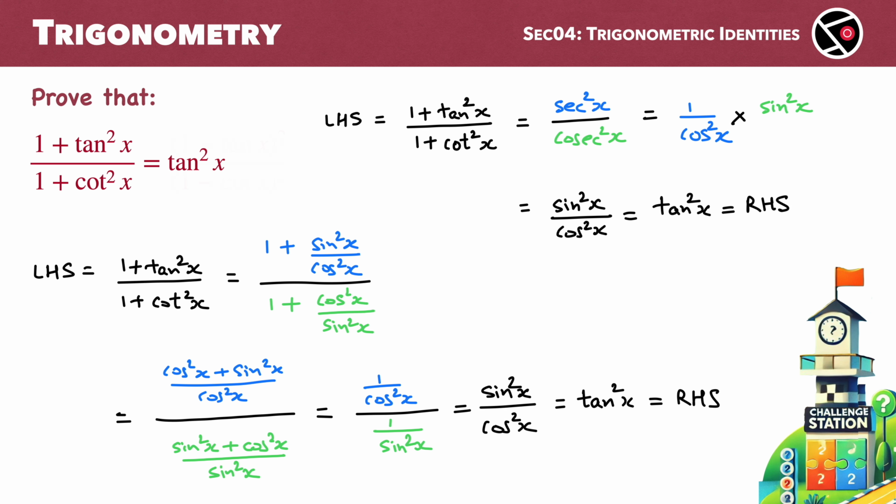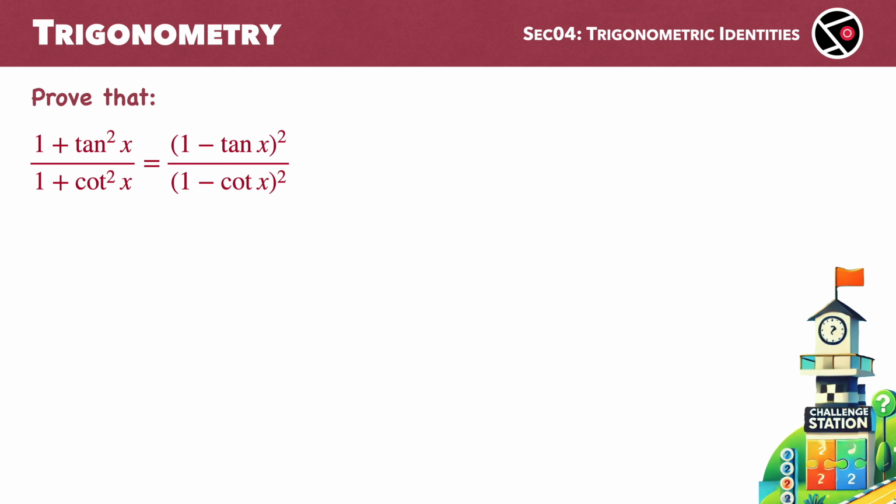Here is our next challenge. We have to prove that 1 plus tan square x divided by 1 plus cot square x equals 1 minus tan x whole square divided by 1 minus cot x whole square. Once again, pause the video and give this problem a try.